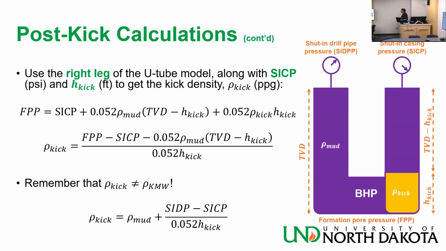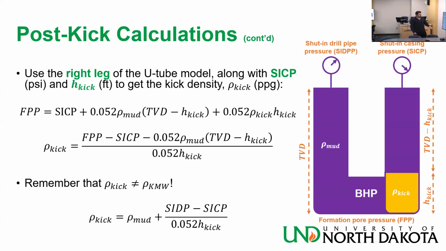you can combine the equations for the two legs of the U-tube model, to get SIDPP and SICP, to get the rho kick if you want, instead of using this. This is the same equation as this. Some things have cancelled out. I said some things must have cancelled out to arrive at that, like in the first equation.